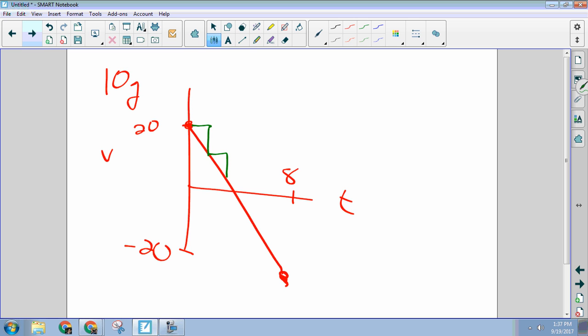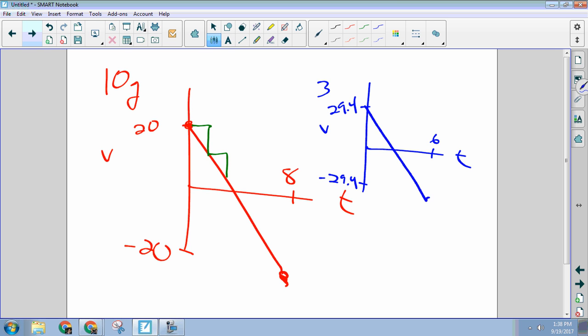Good on that, you guys? All right, so I guess that nicely leads into question 3, which also asks you to make a velocity time graph. It's almost the exact same thing. Velocity time. Your velocity begins at 29.4, and after 6 seconds, it's negative 29.4. So there's a graph for number 3.